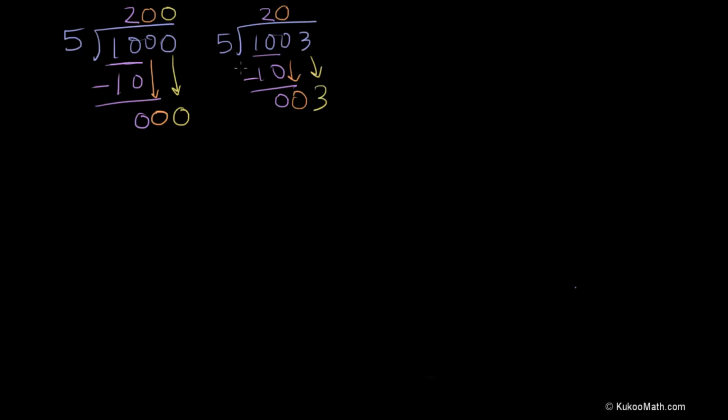We can't do 3 divided by 5. 5 doesn't even go into 3, not even once. So the answer is still 0. That's the closest we can get to 3 without going above it. What this means is that we're going to have a remainder. So since 3 is the remainder, our answer is 200, remainder 3. Let's try the next problem.